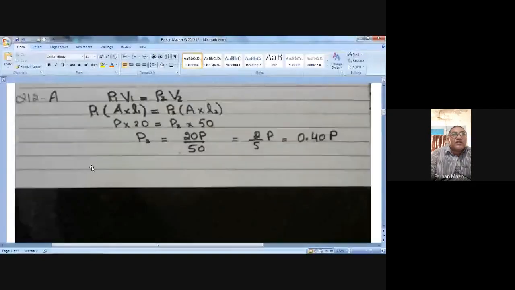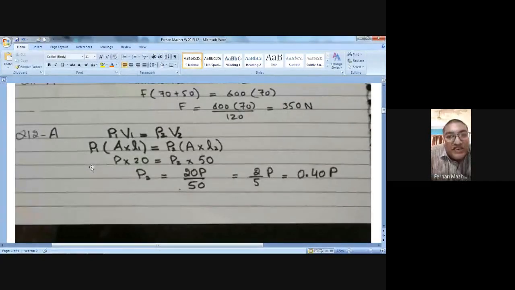We know that P1V1 equals P2V2. In place of V1, I can write area multiplied by length 1. In the same manner, in place of V2, I can write cross-sectional area multiplied by L2. Cross-sectional area of the cylinder remains the same in both cases. So A and A from both sides will cancel. So P1 multiplied by length 1 equals P2 multiplied by length 2.